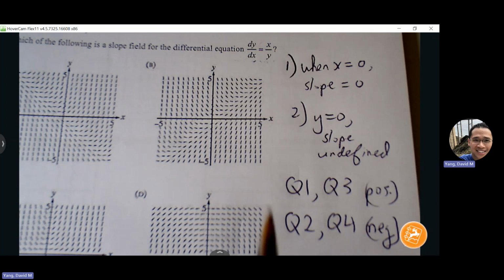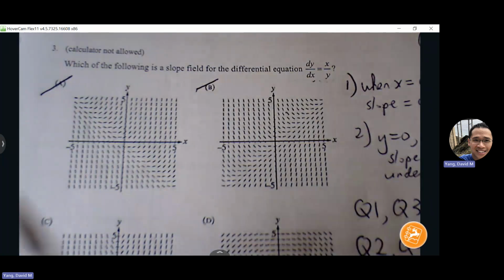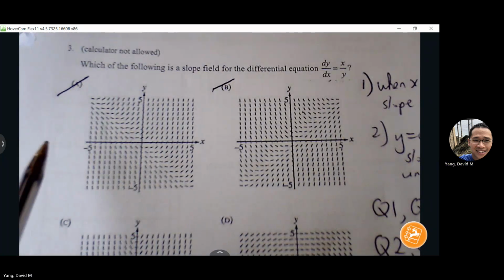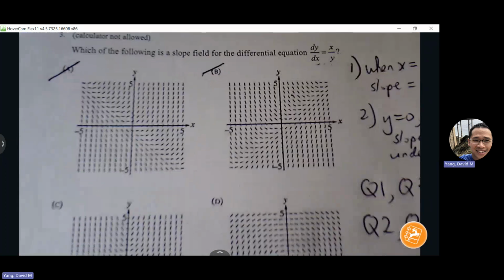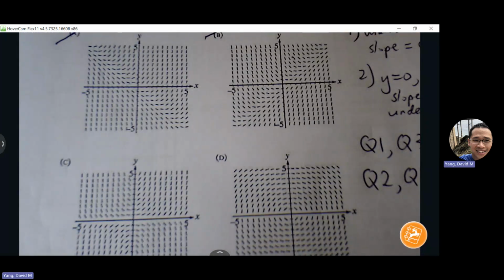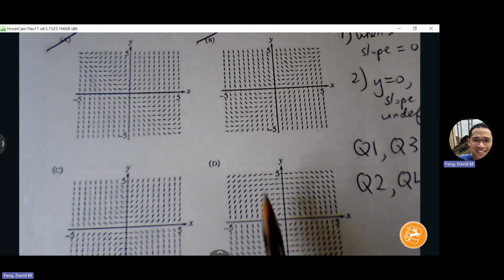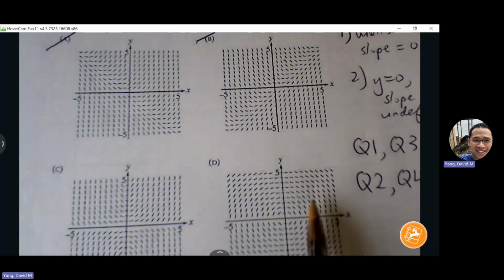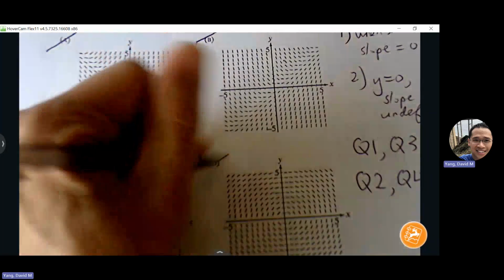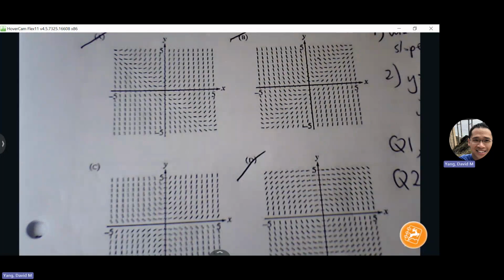Slopes here, right? Every quadrant should only have one type of slope. Here, there's a mixture of different slopes. Yeah, D. We don't see positive slopes in the first and third quadrant, so this is the opposite. Quadrants have the same slopes.